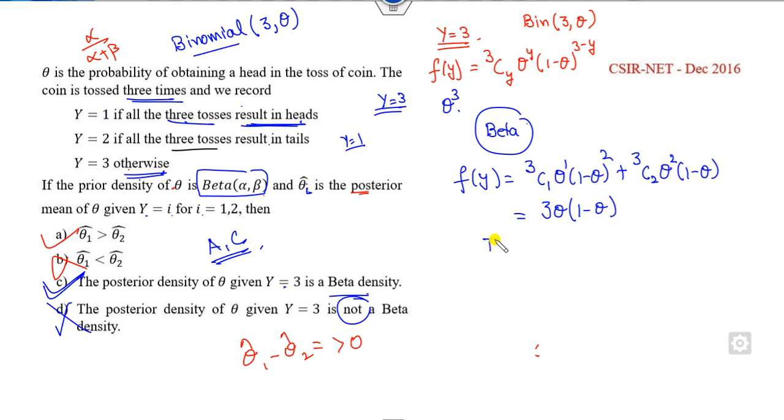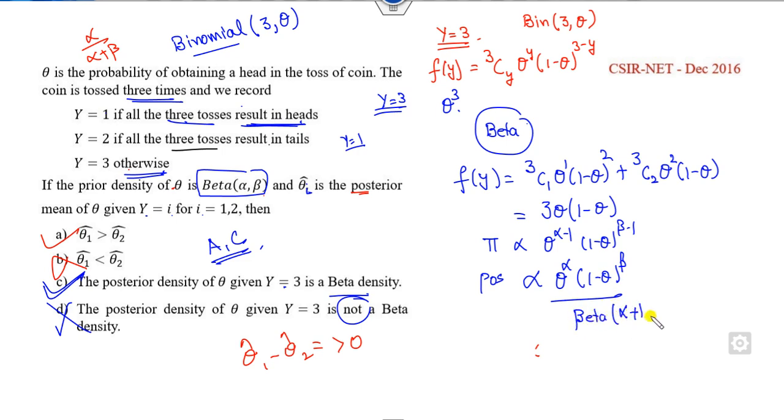Fine. Now the prior is already given to you as a beta distribution. If you find the posterior, the 3 is independent of this, so I can skip that. It is alpha and this is beta. What is that? This is nothing but again a beta distribution with parameters alpha plus 1, beta plus 1. So again the C option is the correct option, and the D option is cancelled.